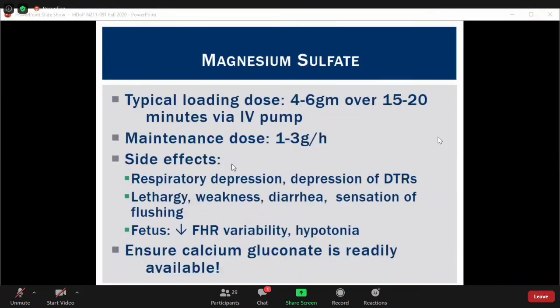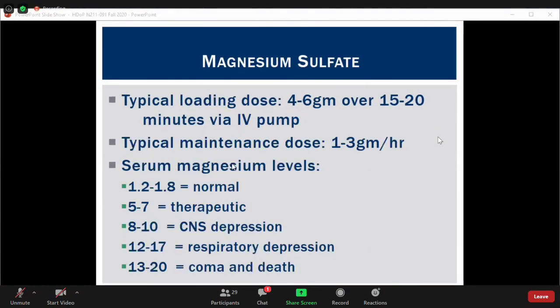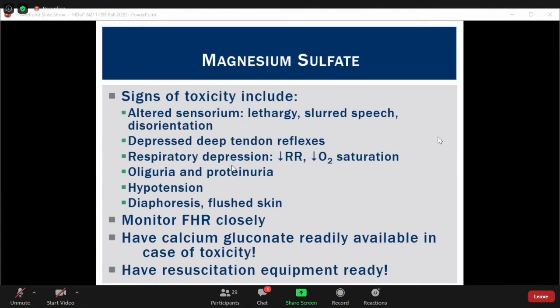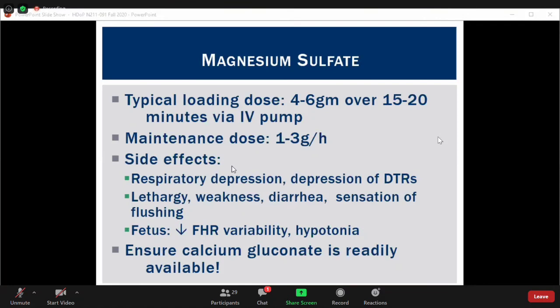All right. So other questions before we talk about the infusion of magnesium? Okay. So when you start a patient on magnesium sulfate, typically you will give a loading dose, which is usually 4 to 6 grams over 15 to 20 minutes. So you have the one bag.